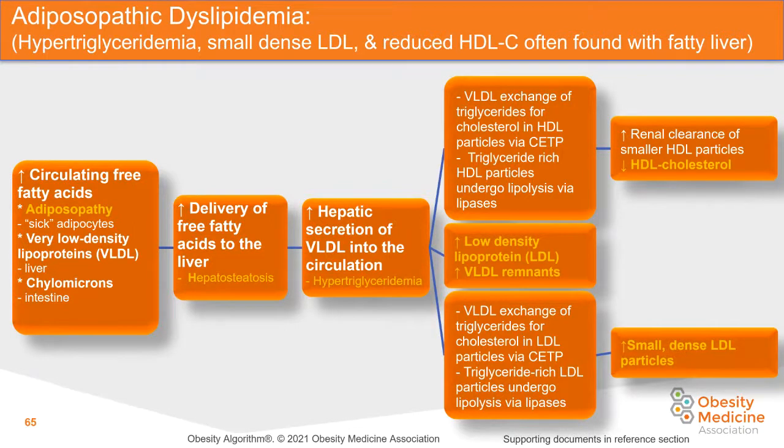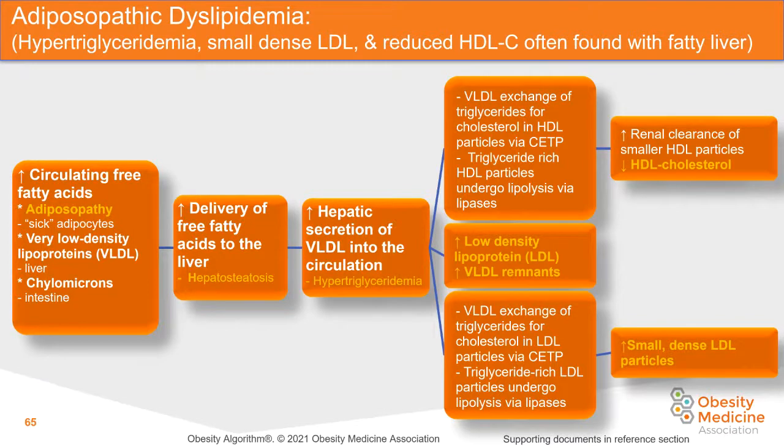If you can't store positive caloric balance, that energy can't be stored in your peripheral subcutaneous adipose tissue. It's got to go somewhere. One of the places it goes is into the liver, and that causes an increased secretion of the VLDL particles, which, as you know, carry the triglycerides. And then those particles undergo exchange of cholesterol for triglycerides through CETP. And at the end of the day, you end up with fatty liver.